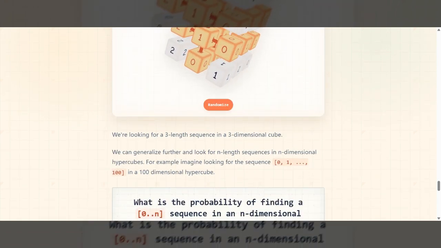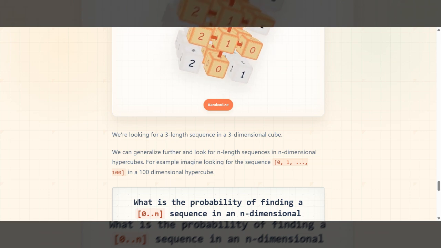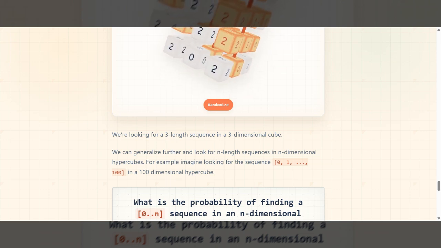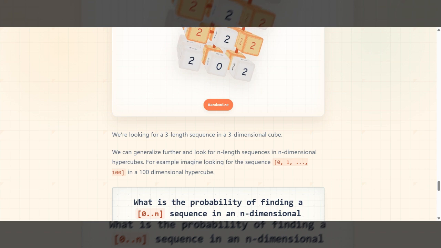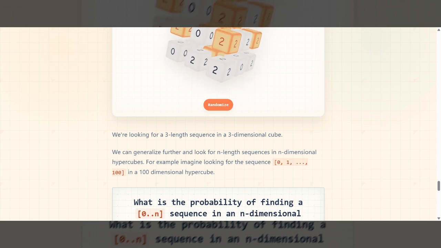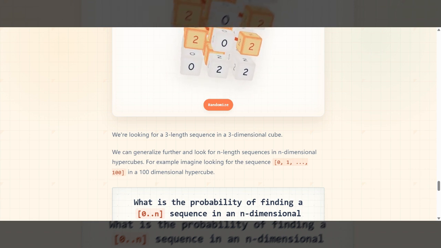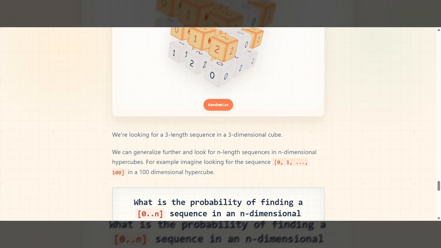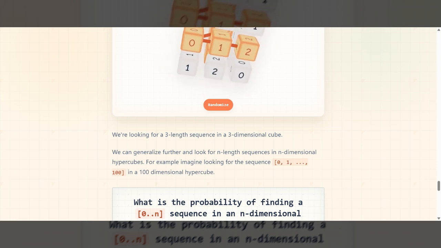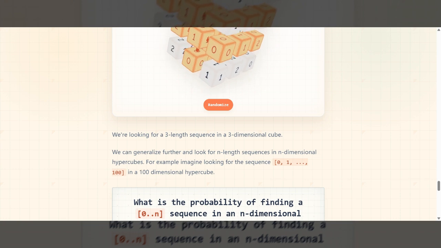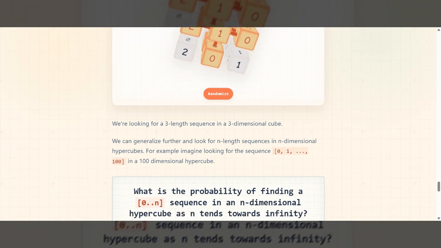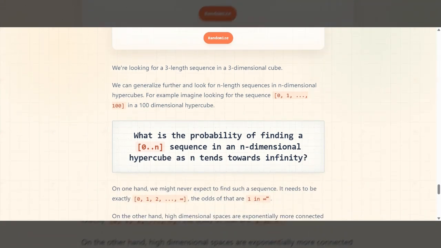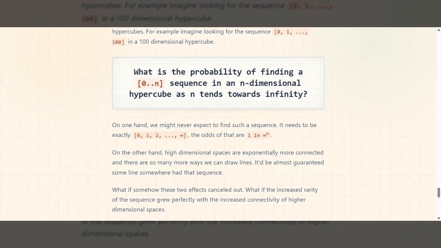You're looking for a three-length sequence in a three-dimensional cube. We can generalize further and look for n-length sequences in n-dimensional hypercubes. For example, imagine looking for the sequence 0, 1, up to 100 in a hundred-dimensional hypercube. What's the probability of finding a 0 to n sequence in an n-dimensional hypercube as n tends to infinity?